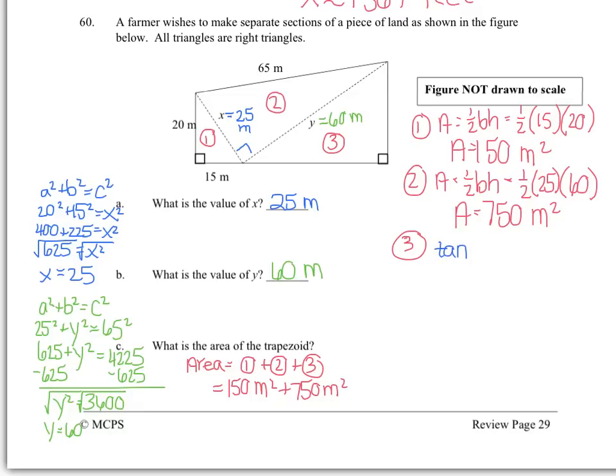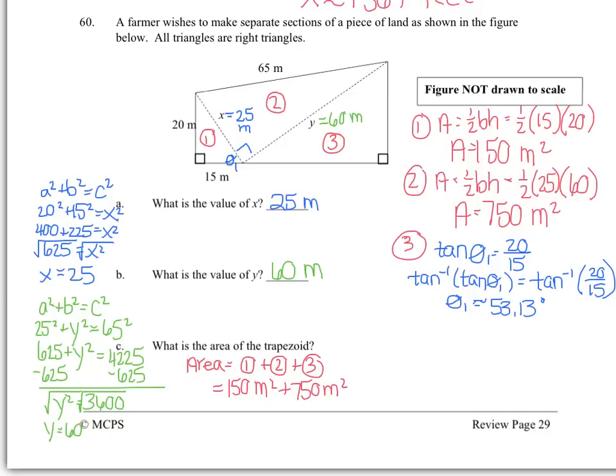So the tangent of, I'll call this theta 1, let's say. Tangent of theta 1 is going to equal 20 over 15. Remember, the way we find theta is we have to take the inverse. So the inverse tangent of tangent theta 1 is going to equal the inverse tangent of 20 over 15. That means theta 1 is going to equal the inverse tangent of 20 over 15, which is about 53.13 degrees. So this is approximately 53.13 degrees.